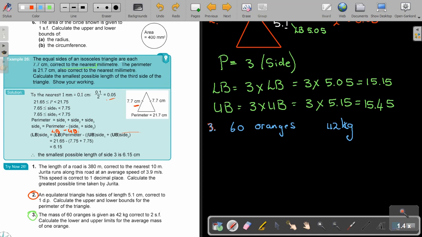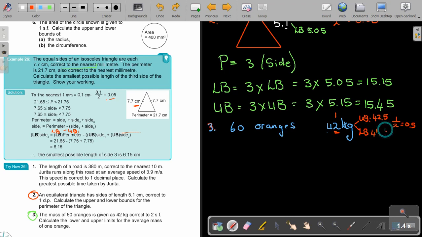That's to 2 significant figures, so 1, 2. Put a 1 there, then 3 zeros. So it's going to be 1 divided by 2, and that's 0.5. So for my upper bound, this is my lower bound. My upper bound is 42.5 and my lower bound is 41.5. That's my upper and lower bounds.